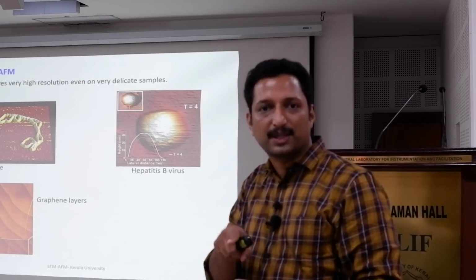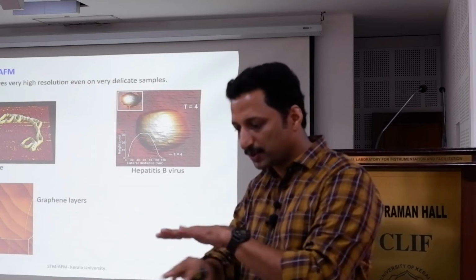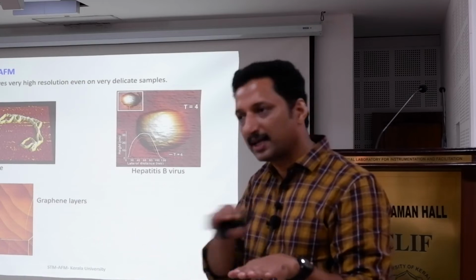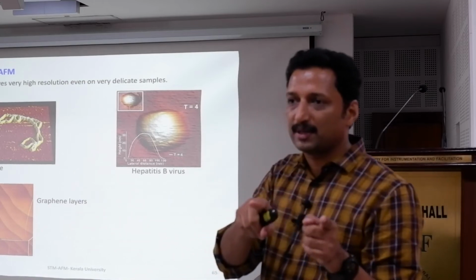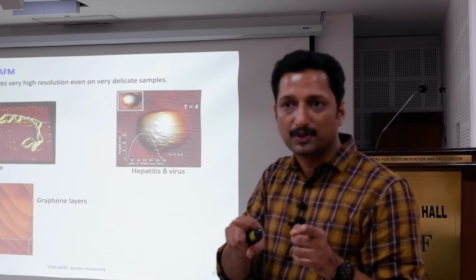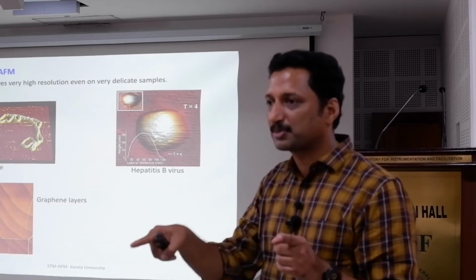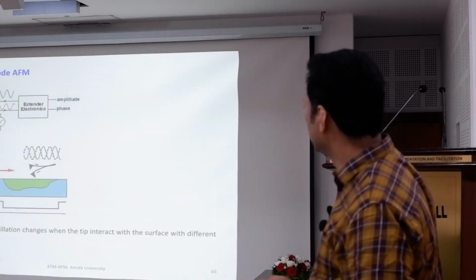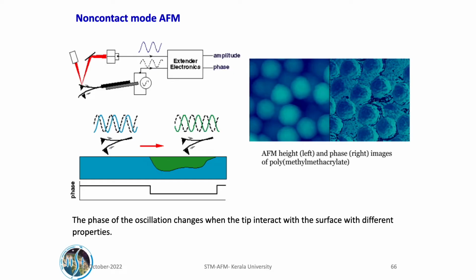The phase image will tell you how soft that material is. Suppose you have a surface where you don't recognize whether it is soft or hard. It looks the same. Height is the same. If you look at the phase image, you can see there's a difference between the hard portion and the soft portion. I will show you an example.